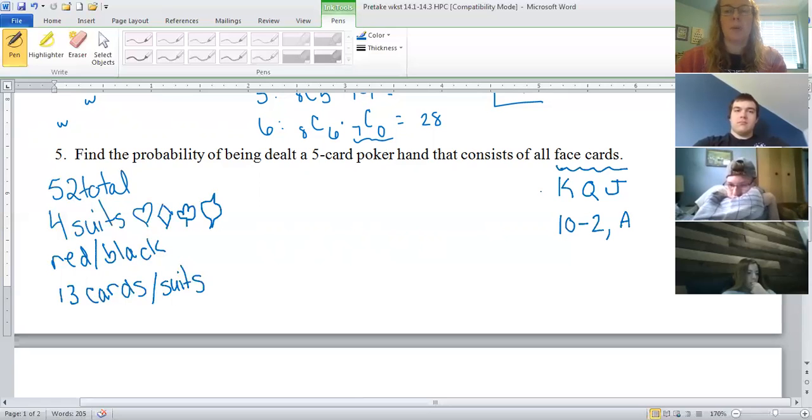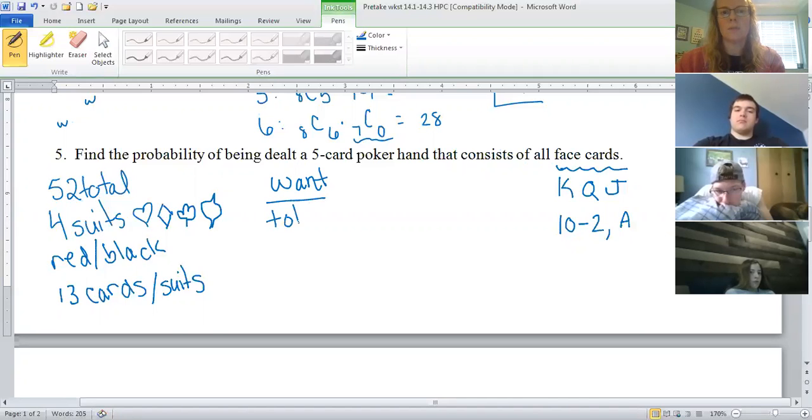But here we're playing poker. I don't play a lot of poker. I don't have a good knowledge base of that, but you don't need to. We're just counting, okay? So we want a 5-card hand to have all face cards. So it's got to be kings, queens, and jacks. So that's the only thing that's allowed in our hand. And again, this is a situation where we're dealing with what we want out of our total, okay? So we can think of it this way, what we want out of the total.